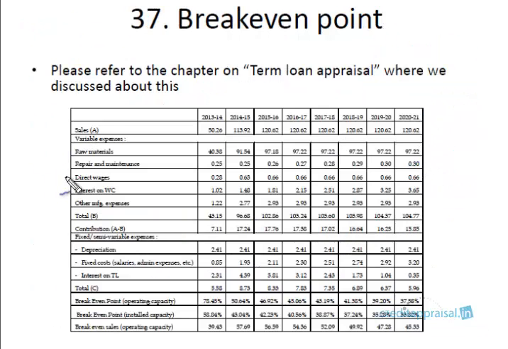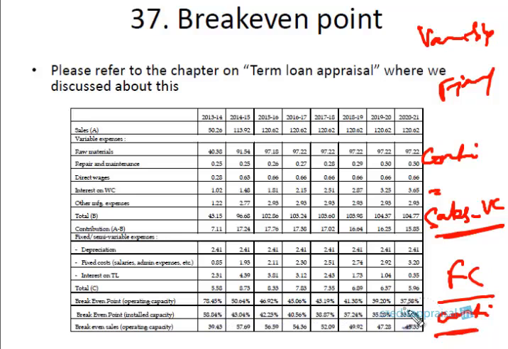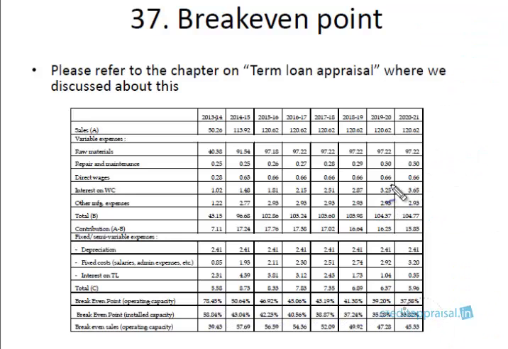So next, the break-even point. Again, we discussed this in depth during the chapter on term loan appraisal. For this company, we can calculate break-even sales like this. Basically, you have to segregate the cost into variable costs and fixed costs. If you recall, we discussed something called contribution. Contribution is sales minus your variable cost. So your break-even point will be fixed cost divided by the contribution. This we discussed, so you can calculate the break-even point for this company.